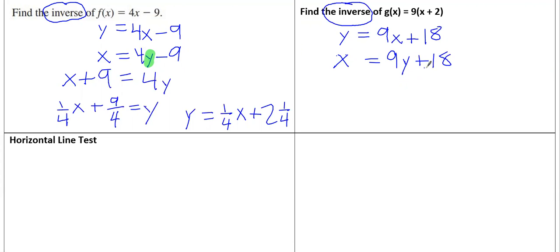Once again, I solve for y. Subtract 18 from both sides. I'll explain why later. Okay, so now I get this. I divide everything by 9. I get 1/9 x minus 2 is equal to y.